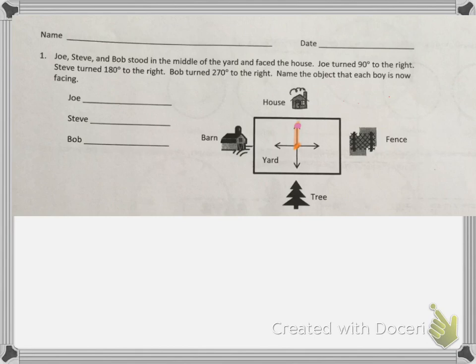And he traveled 90 degrees. What is he looking at? Yep, he's looking at the fence. So write fence next to Joe. Okay, I'm going to erase so we can go on to Steve.